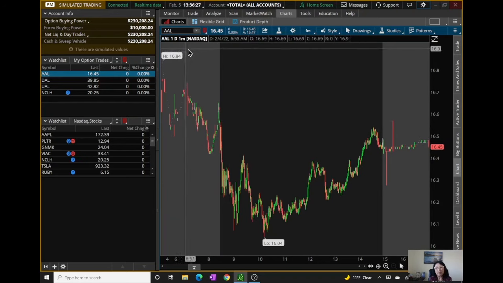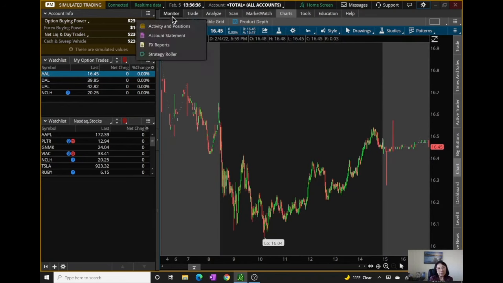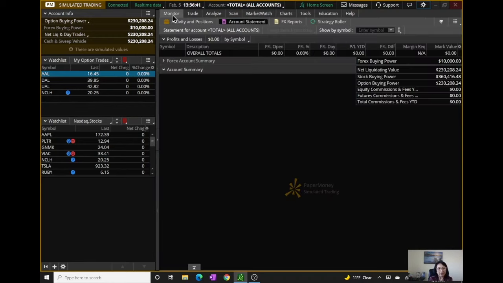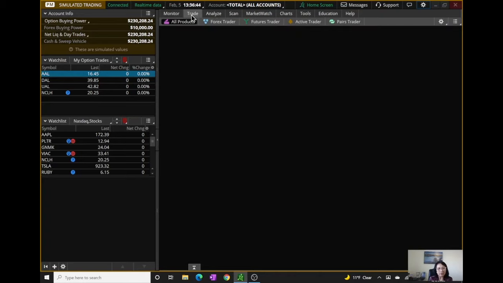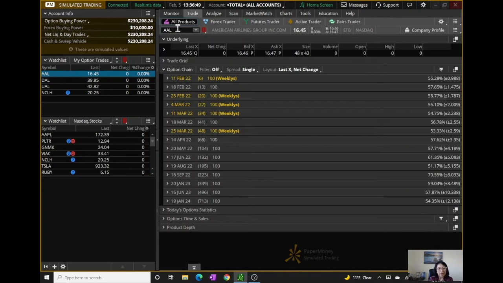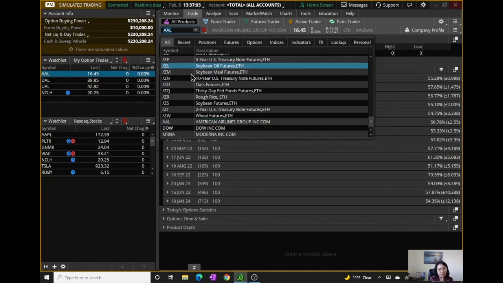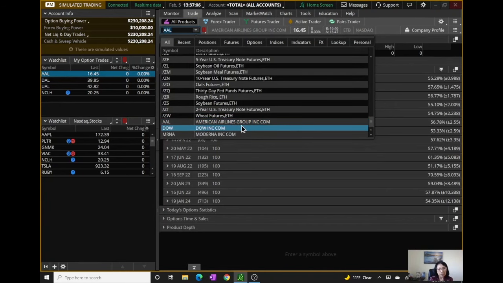So what are the different types of options? Well, there are calls and puts. This is the platform that I use, Thinkorswim, and Monitor is what you call the home page. If I want to set up my options, I go to Trade, and then I put in a symbol for the company. So AAL, if you don't know what that is, just click here and it'll explain what it is: American Airlines Group Incorporated.